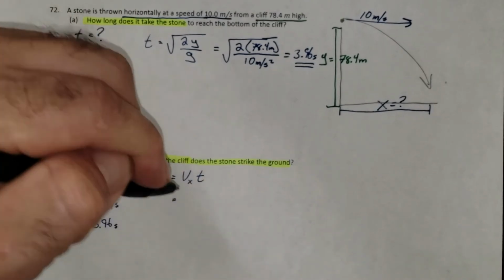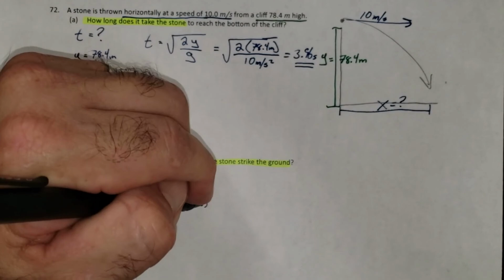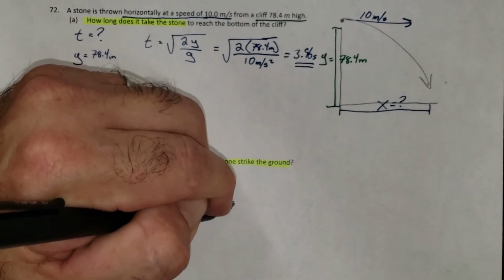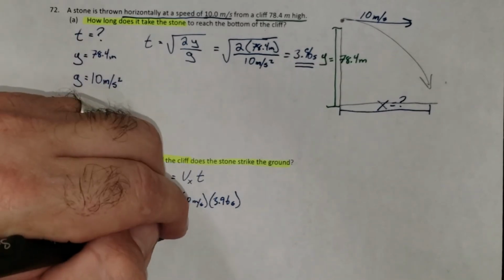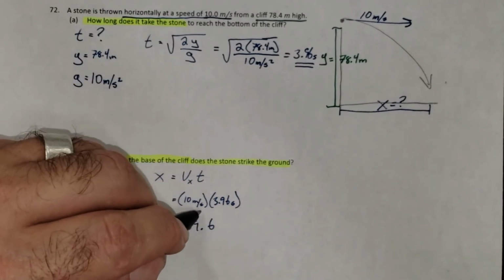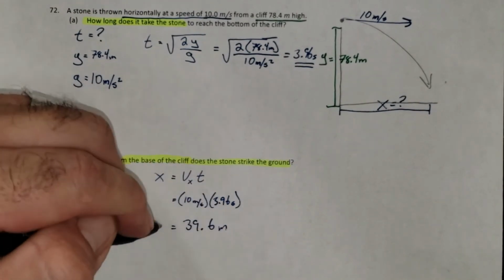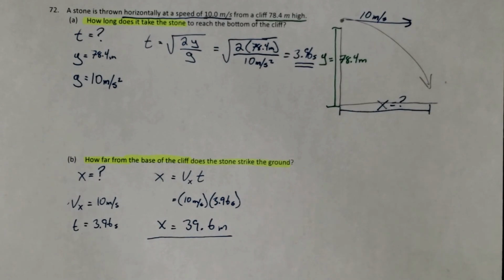So we substitute our numbers in. We have 10 meters per second times 3.96 seconds. Move that decimal place one point to the right, we get 39.6, and seconds cancel out, leaving meters, which is our horizontal distance.